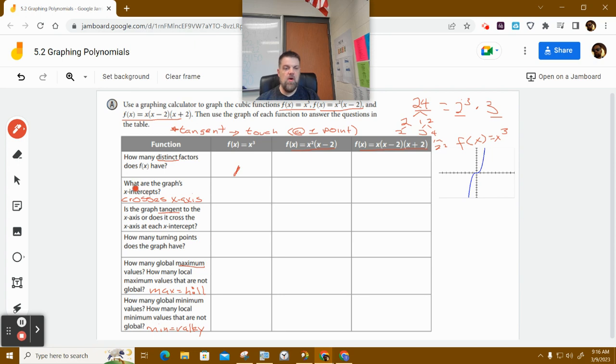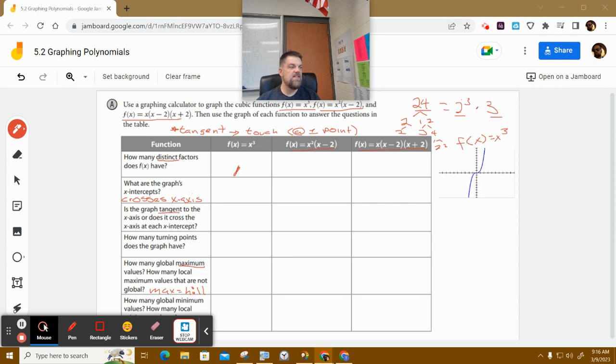So it says, what are the graph's x-intercepts? Well, where does that look like it's crossing the x-axis? It crosses at 0. Okay? And we'll unpack that in a little bit. Is the graph tangent to the x-axis or does it cross? Crosses at x equals 0. So it crosses the x-axis. Remember, this is the x-axis and this is the y-axis.